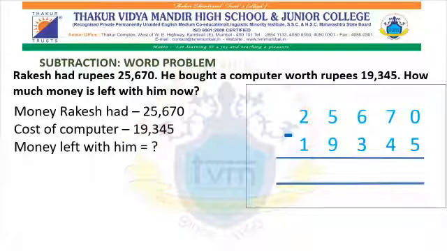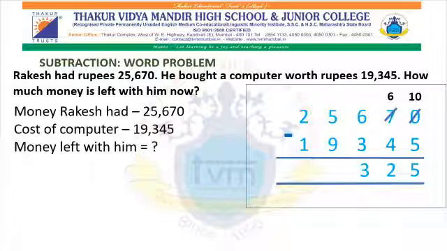Now, as we will start from units place, 0 minus 5 is not possible. So what we are going to do? We are going to borrow from the next number towards its left. That means 0 will become 10 and 7 will become 6. So the answer will be 5 and 6 minus 4, 2. 6 minus 3 is possible. So 6 minus 3 will be 3.